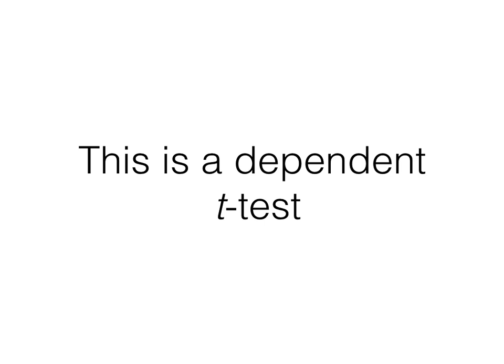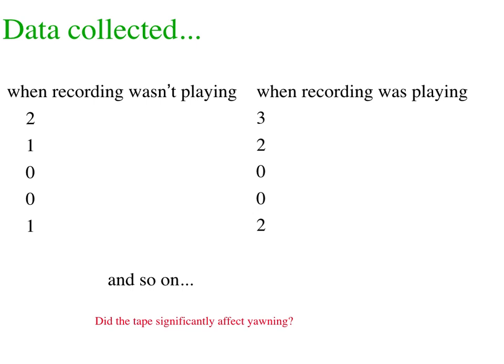Here's why. You'll notice that we're really getting two numbers from each participant. We'll get their yawns when the recording wasn't playing, and then their yawns when the recording was playing. So maybe the first person gave us a 2 when it wasn't playing, they were yawning twice, but when the recording was playing, they yawned 3 times. Maybe the second person only yawned once during the first 10 minutes, but the second 10 minutes they yawned twice. Maybe we got 2 more participants who never yawned at all: 0 the first time, 0 the second time, and so on. And so the question again is, does this recording significantly affect the yawning?